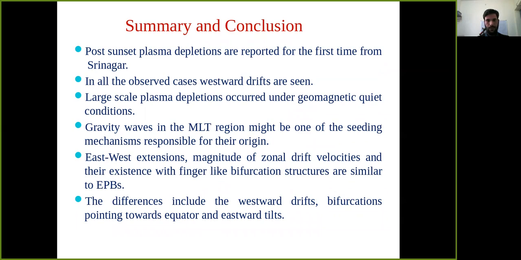The differences include the westward drifts, the bifurcations pointing towards the equator, and their existence with eastward tilts, which is opposite to that of the equatorial plasma bubbles, which during geomagnetic quiet conditions exist with eastward drifts, have bifurcations pointing away from the equator, and usually have westward tilts, which is not seen in the case of these irregularity features seen over Srinagar. Thus, we conclude with a statement that we have evidence of the mid-latitude irregularities reaching towards the transition region. And that's all for this presentation.